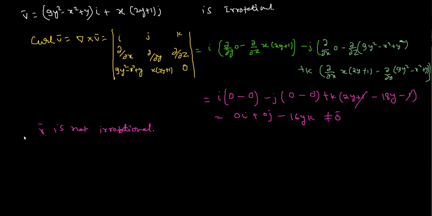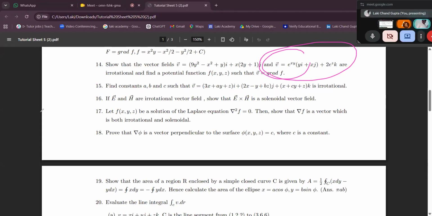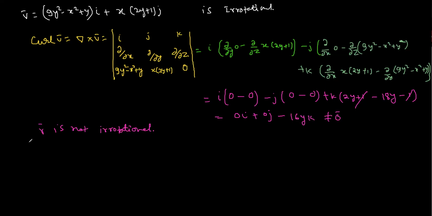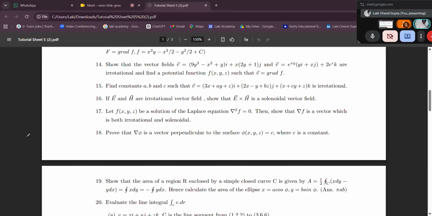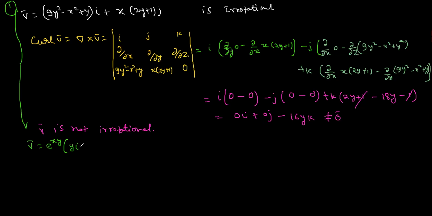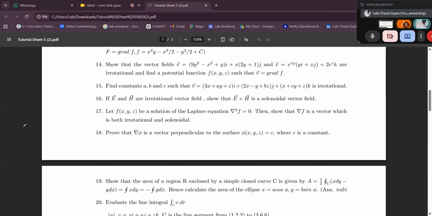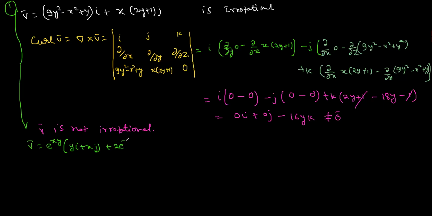So first v is not irrotational, right? Why is this not irrotational? Because the result is not 0 vector. Okay. Now we will check for second v. Second v is what? e^(xy) yi plus x plus 2e^z. Now we are going to check whether this is irrotational or not, right?